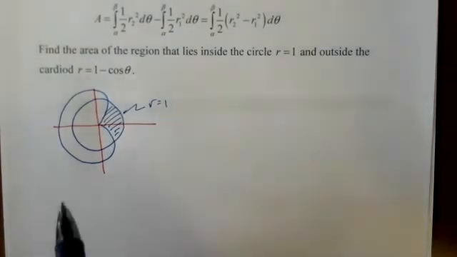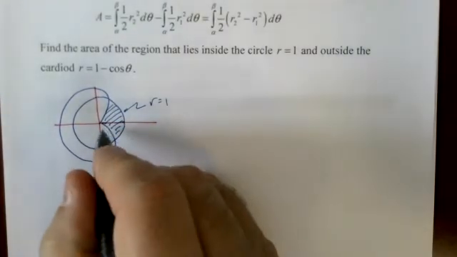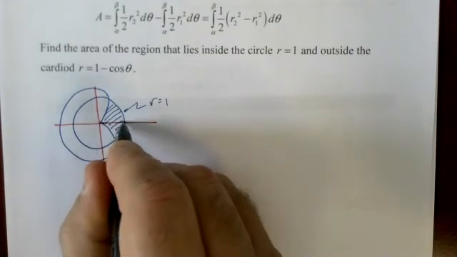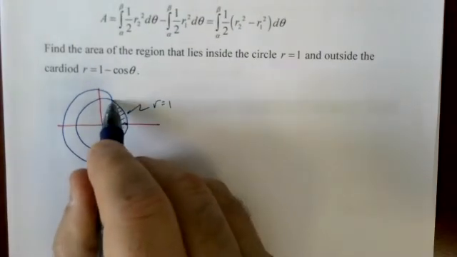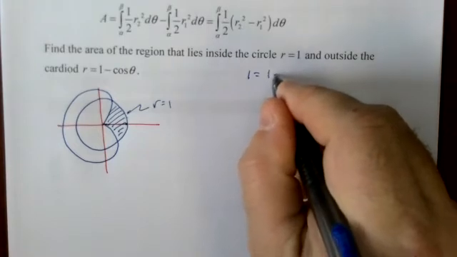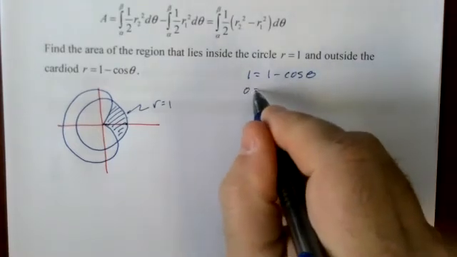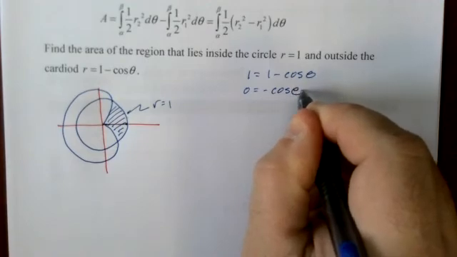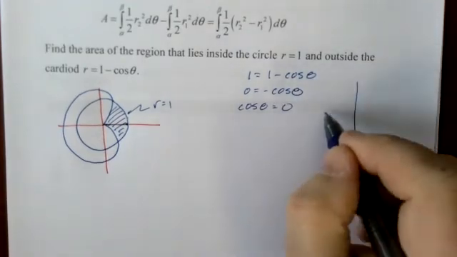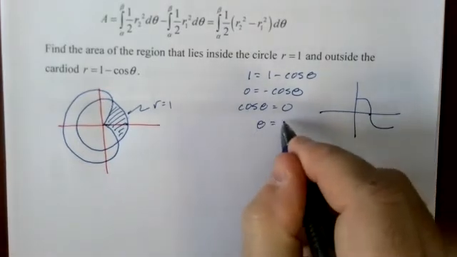Don't worry about it. This is symmetric, so I'm just going to double my answer. And I know this is 0. I'm going to plug in 0 at 1. Here it is. And then it's going to go up to something here. So I'm going to go with 1 equals 1 minus cosine of theta. That's going to give me 0 equals negative cosine of theta. Cosine of theta equals 0. Do a little graph in action. Hey, when is that? That's theta equals pi over 2.